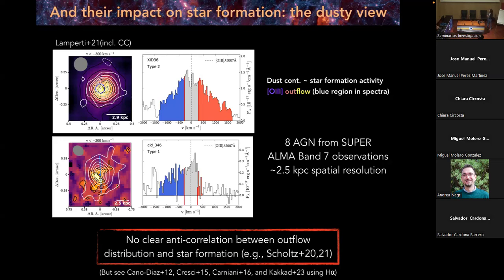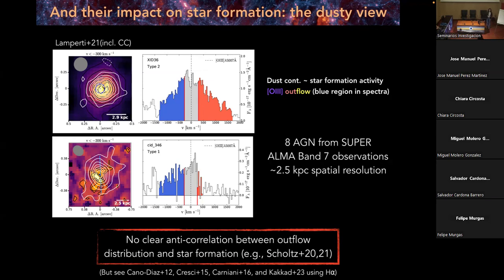So you can see 2 examples here where in the foreground in white, we see the dust distribution for these 2 objects. And in the background, there is the map of the outflow, the oxygen-3 outflow, obtained by collapsing the blue channels in the spectrum. And what we found out for these targets is that there was no clear anti-correlation between the distribution of the outflow and star formation. So basically, where the dust is, the outflow is distributed, there is also star formation.